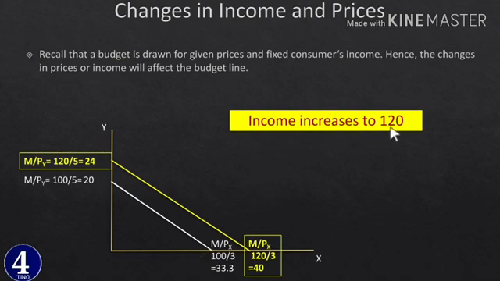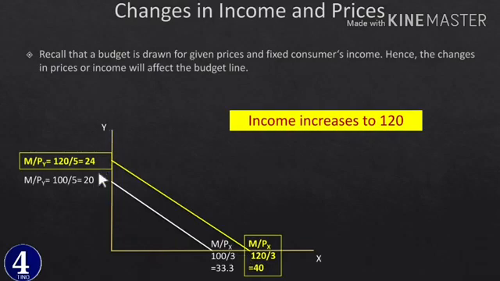Let's take an example of an income increment to 120. What changed? It is m that changed. 120 divided by 5 is 24, which is greater than 20, and 120 divided by 3 is 40, which is greater than 33.3. As you can see, the budget line shifts outward. Because of that, the amount of y that we can purchase has increased, and the amount of x that we can purchase has increased as well, because our income has increased.